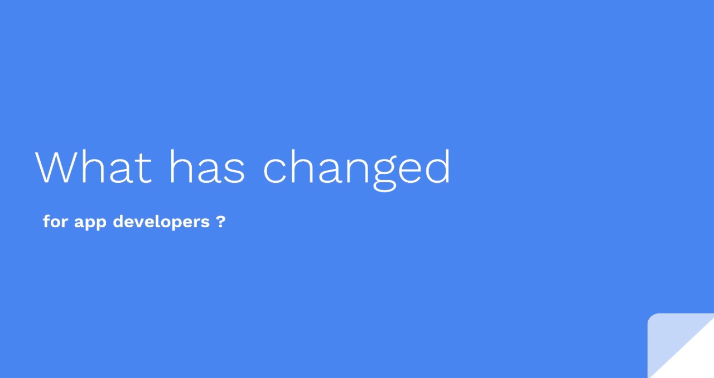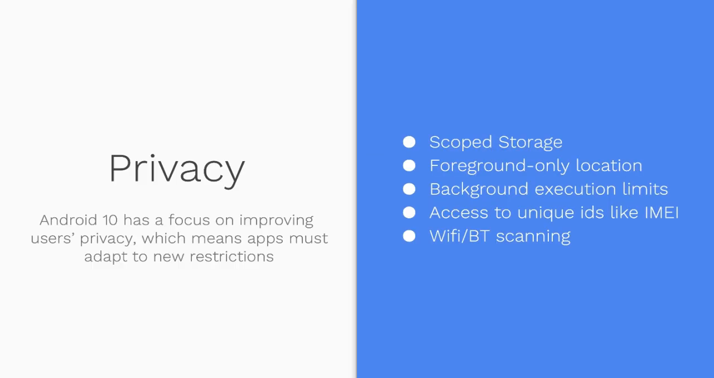Now we will actually take a look at what are the things that have changed for the developers. Quite a few things have changed for the developers, especially because Google has been focusing a lot on privacy. So there are a lot of restrictions on existing APIs, and there's a lot of data from the phone that you cannot take anymore, or taking that requires new permissions. So we'll take a look at how this has changed the storage access, location access, background processing, access to unique identifiers like IMEI, MAC address, etc., and the restrictions on Wi-Fi and Bluetooth connectivity and scanning.